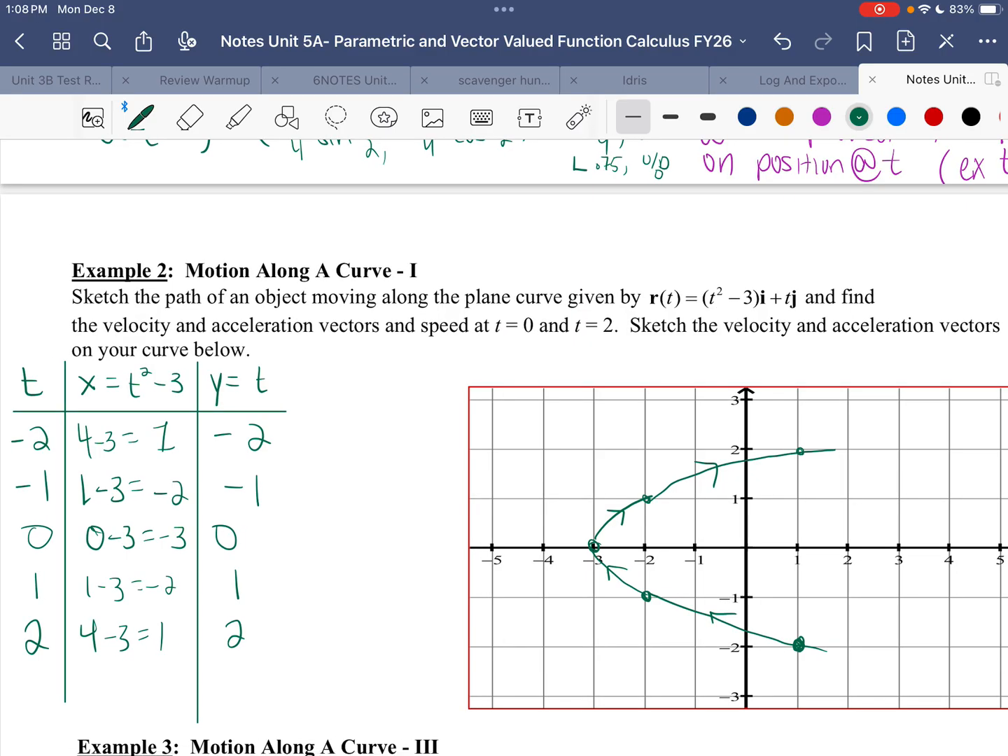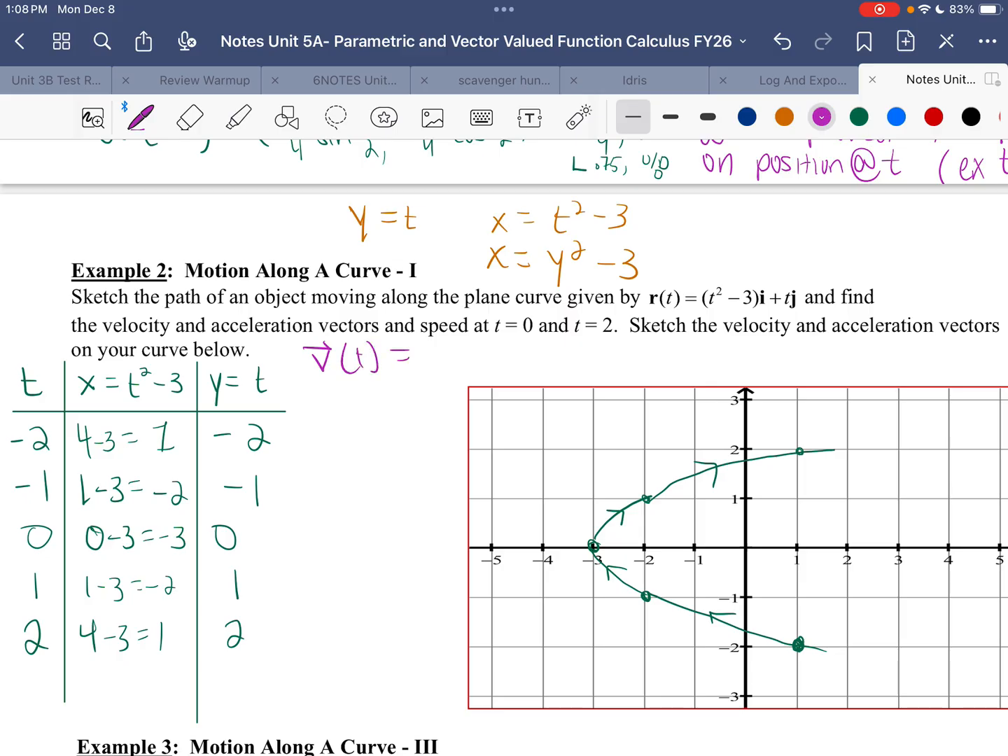It's a sideways parabola because you could have said y is equal to t and x is equal to t squared minus 3. So then x is equal to y squared minus 3. It is a sideways parabola. Okay, so then our velocity vector is going to be 2t, 1. V at 0 is 0, 1.